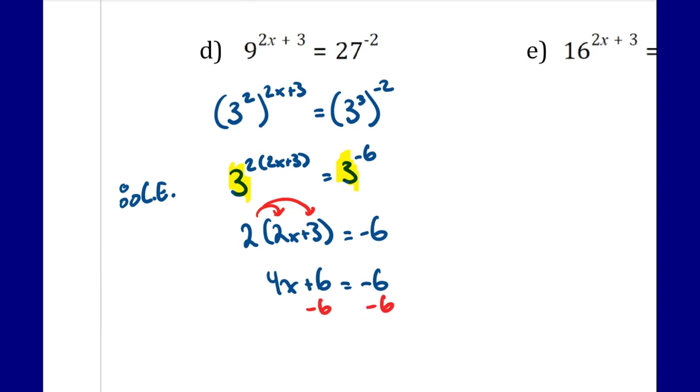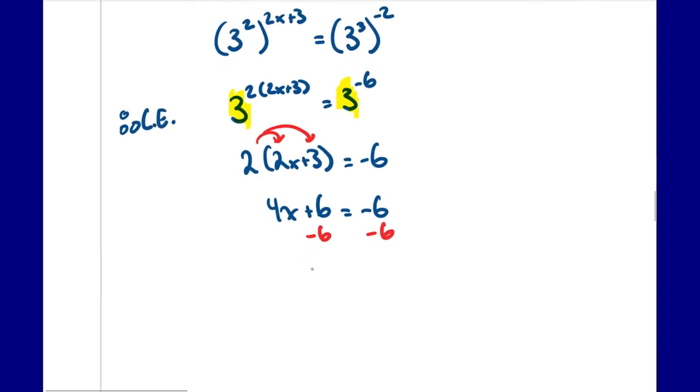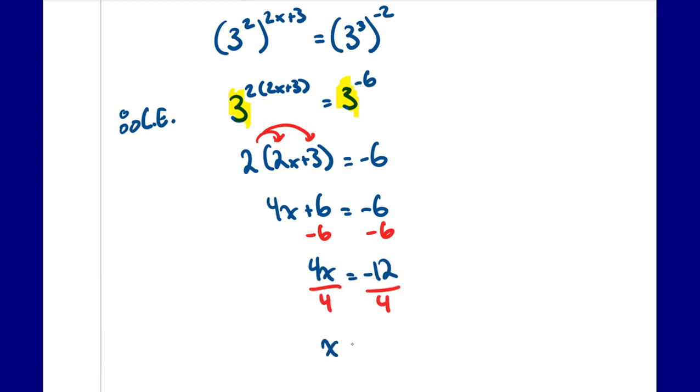Minus 6 from both sides. 4x equals negative 12. Divide by, not negative 12, sorry, divide by 4 to get x by itself. We have x is equal to negative 3.